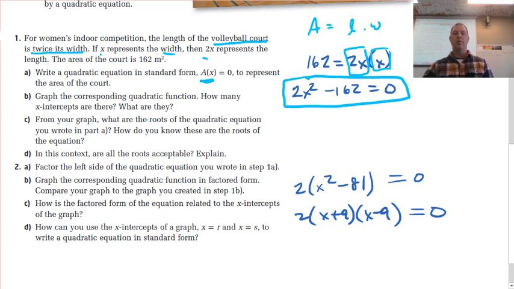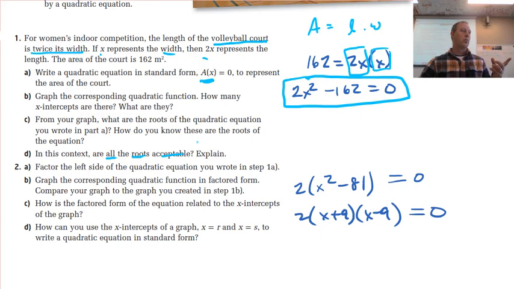So from your graph, what are the roots? Okay, how do you know that these are the roots of the equation? Okay, x-intercepts. In this context, are all roots acceptable? So would negative 9 and positive 9 both be an acceptable answer for the width of a volleyball court?